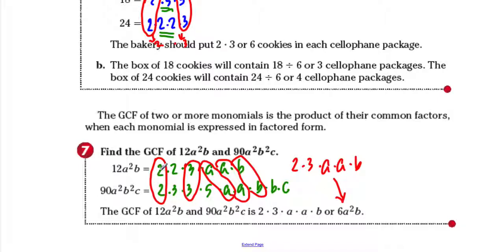And that is the GCF of those two expressions. And the secret word for this particular lesson would be nets. The secret word would be nets.